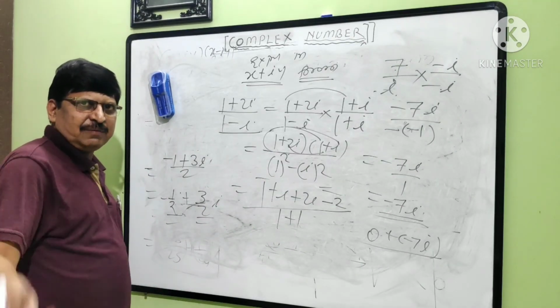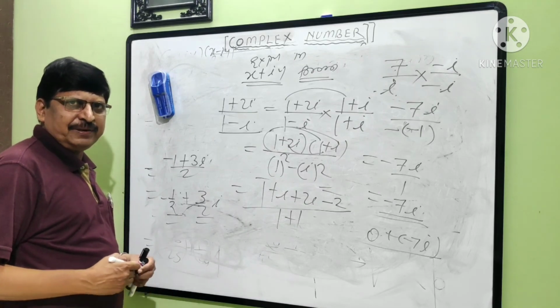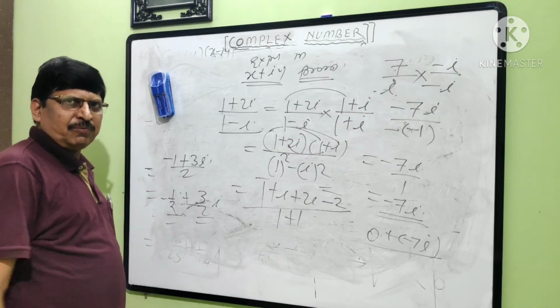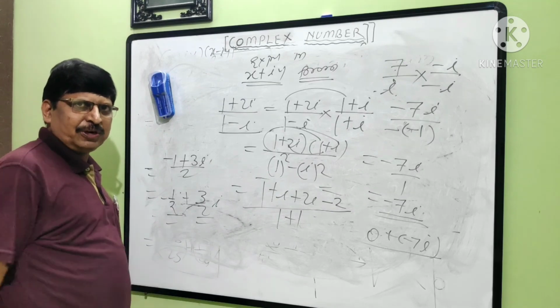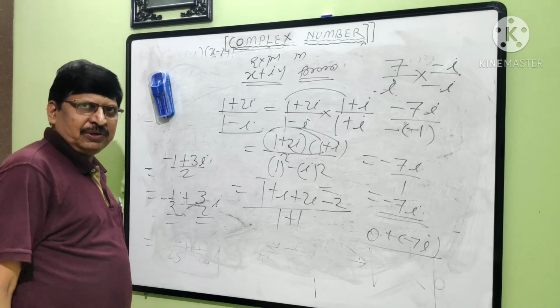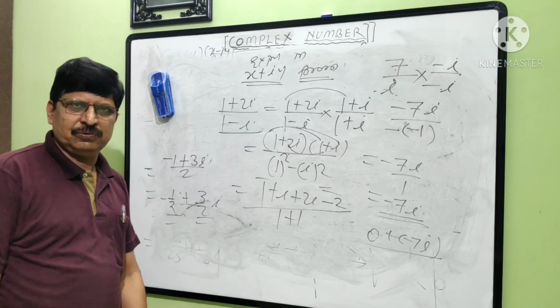In the second part, I am going to explain the polar form of complex numbers. These two parts are very important, and for matrices I will give one hint on what you have to do. Okay.